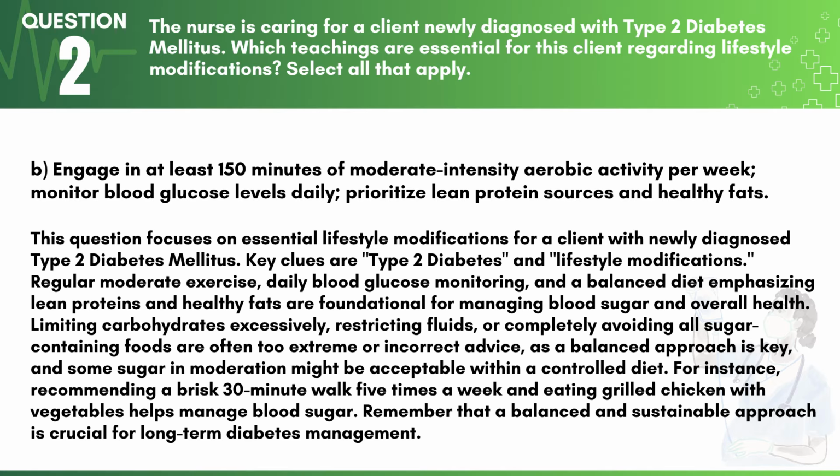Limiting carbohydrates excessively, restricting fluids, or completely avoiding all sugar-containing foods are often too extreme or incorrect advice, as a balanced approach is key, and some sugar in moderation might be acceptable within a controlled diet. For instance, recommending a brisk 30-minute walk 5 times a week and eating grilled chicken with vegetables helps manage blood sugar. Remember that a balanced and sustainable approach is crucial for long-term diabetes management.